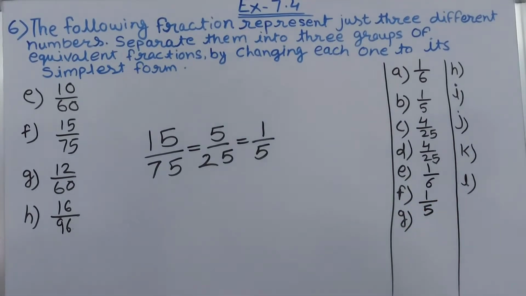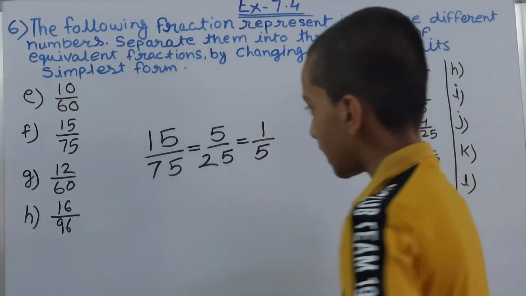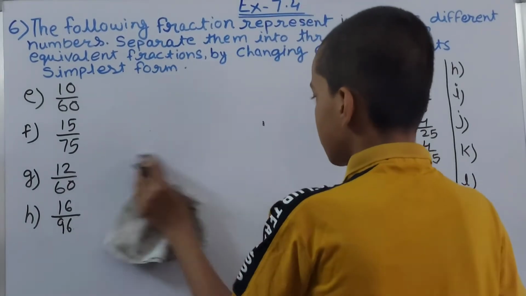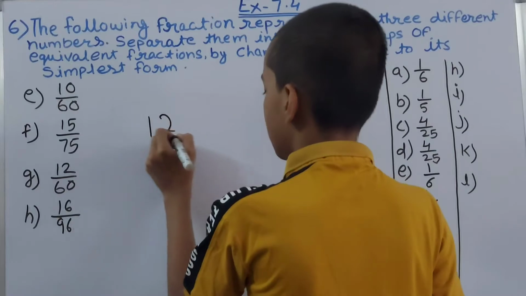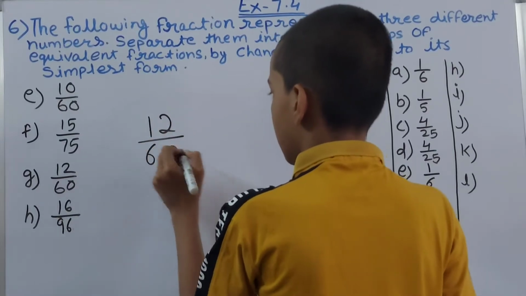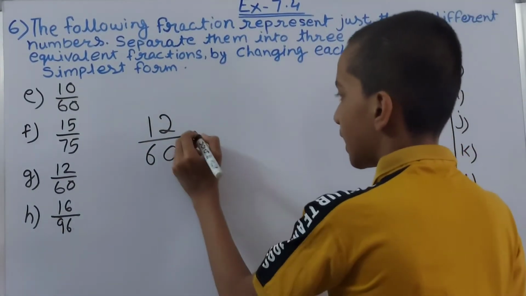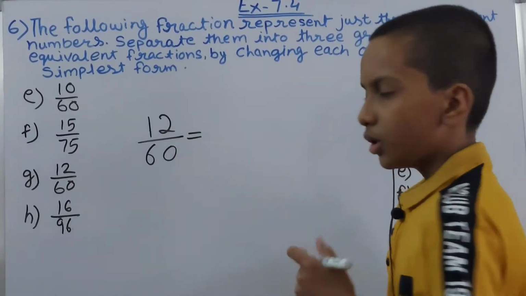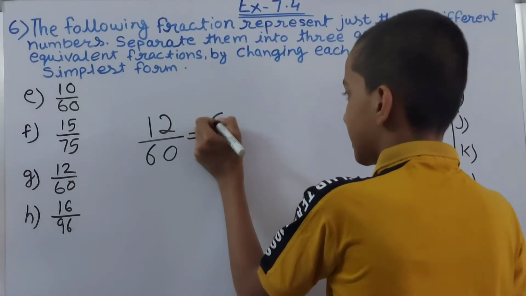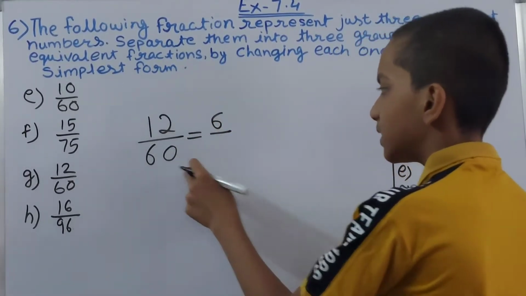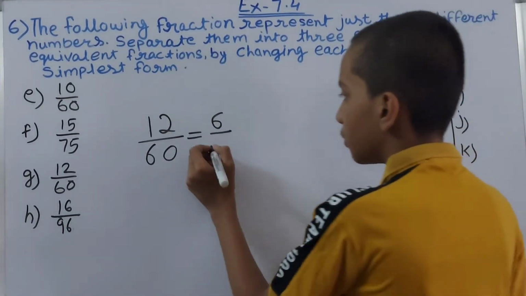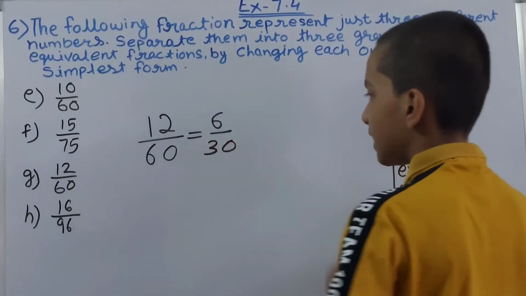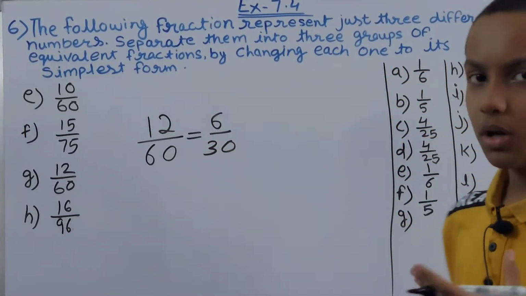Okay. Now we will be solving the G part. So let us start solving. So this is 12 upon 60. Now 12 and 60 both are divisible by 2. So 12 goes 6 times by 2 and 60 goes how many times? As you see 6 right here, it goes 3 times and 0. That is 30. 6 upon 30.